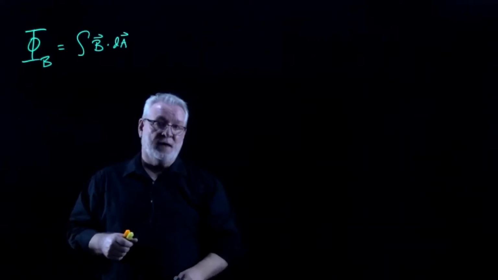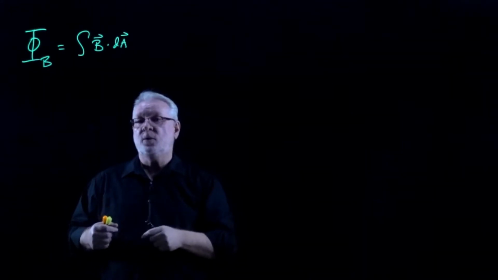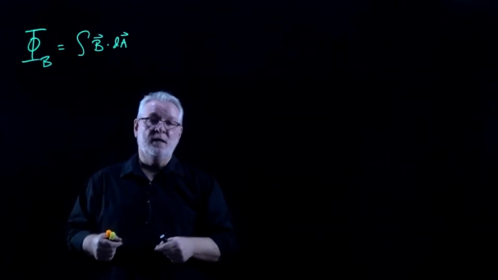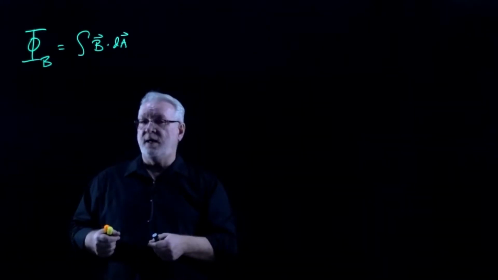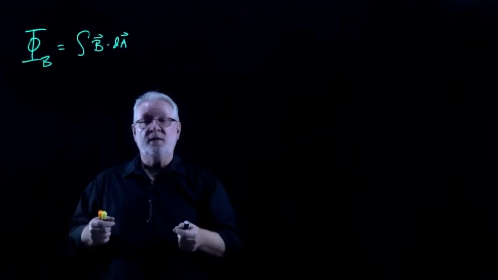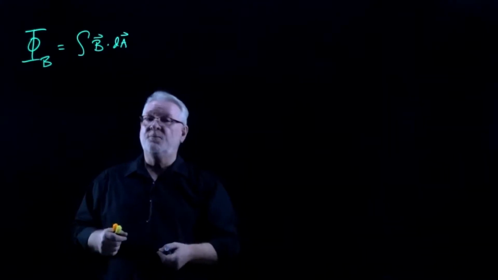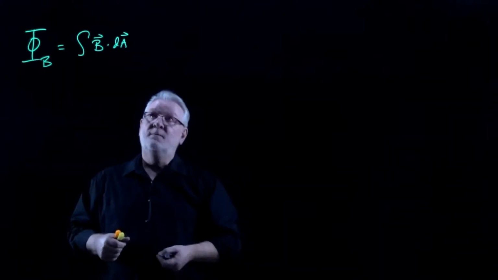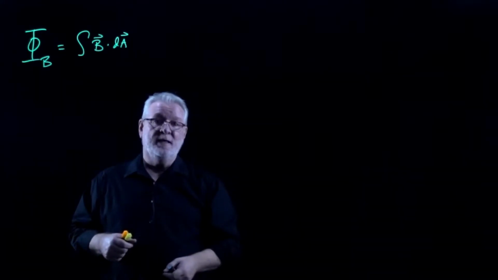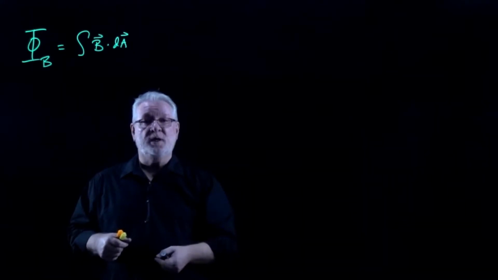Because it's a dot product, we're really interested in the degree to which the magnetic field is parallel to the area vector. And keep in mind that the magnetic field points parallel to the area vector when it's actually perpendicular to the area itself, because the vector that measures the area is the normal, which is actually perpendicular to it.